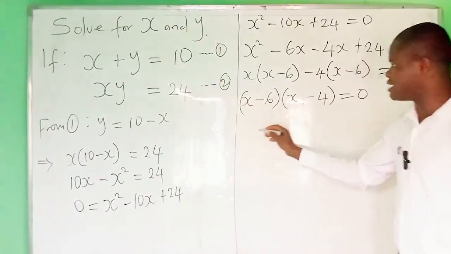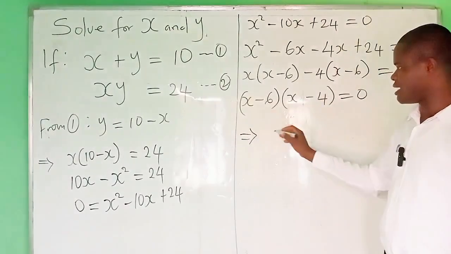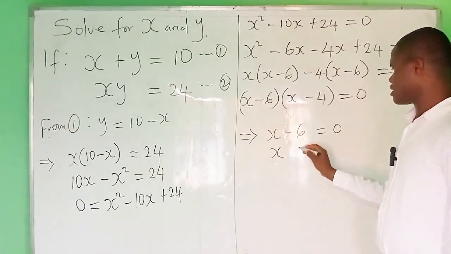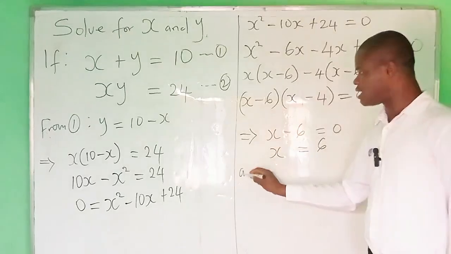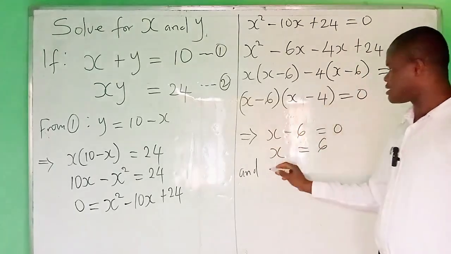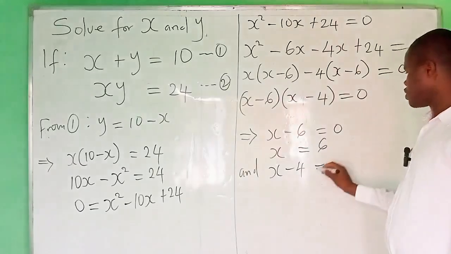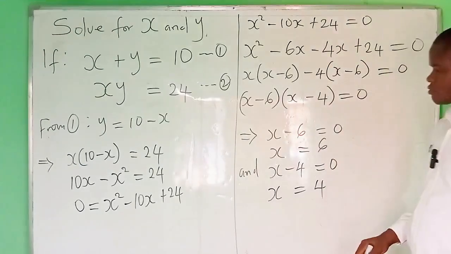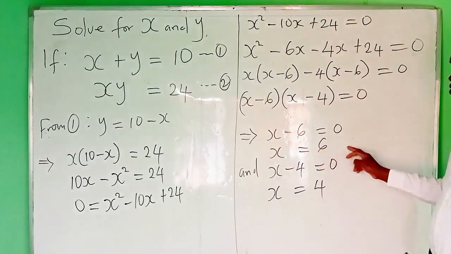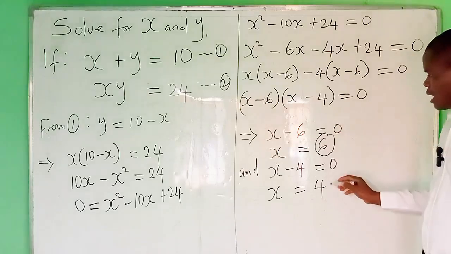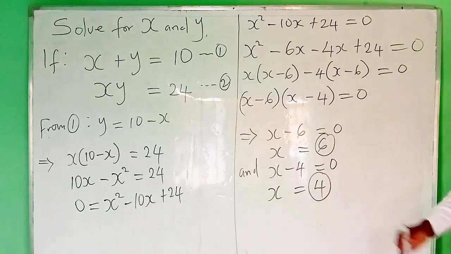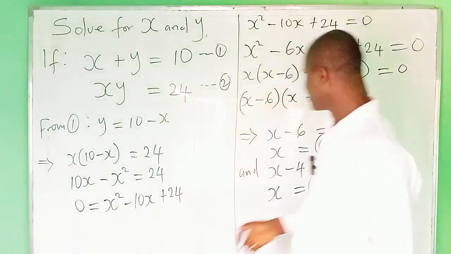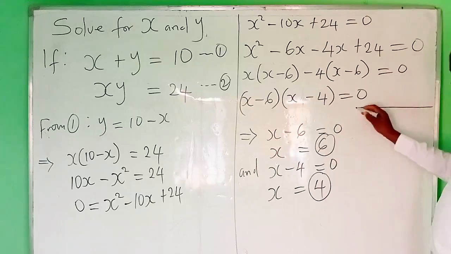Alright, so this implies that this first bracket, x minus 6 is equal to 0. x is equal to 6. And the second bracket, x minus 4 is equal to 0. So x is equal to 4. So since you have gotten x to be equal to 6 and x to be equal to 4, we can use this equation or this equation to find the corresponding value of y.